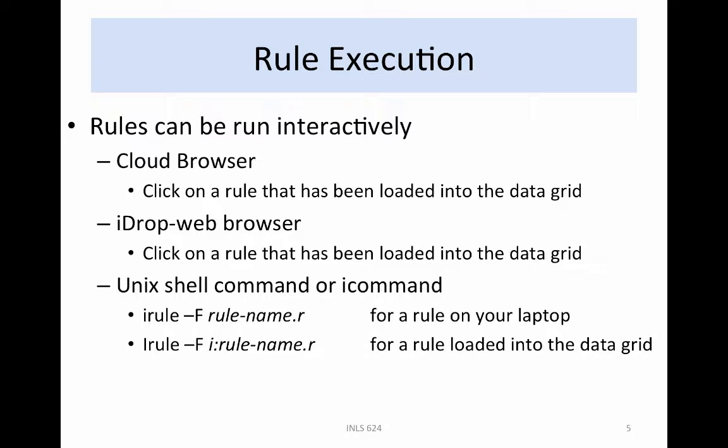Rules can be executed interactively from three clients. The cloud browser will execute a rule that has been loaded into the data grid. Clicking on the rule file will bring up an action list that includes rule execution. The iDrop web browser will execute a rule that has been loaded into the data grid. Clicking on the rule file will bring up a display window that lists the rule, lists the input parameters, and provides a place for output results to be listed. The file can be edited directly within the display window without having to download the rule to your laptop.